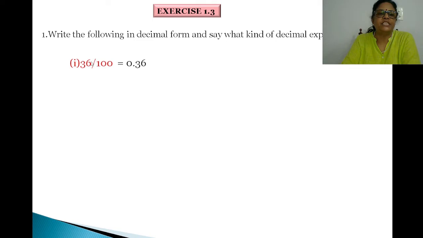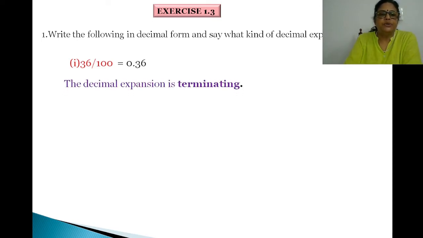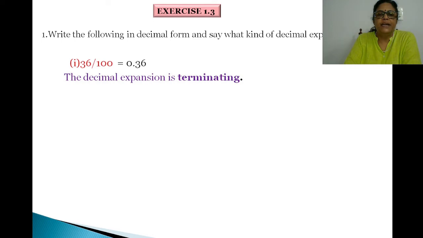Here there are no decimal places, so from the rightmost, we will shift the decimal point two places to the left side. 36 means 36 point. Shifting two places to the left, you will get 0.36. Here it terminates. It is not repeating. No digit is repeating. So it is a terminating decimal. This decimal expansion is terminating. So it stops.